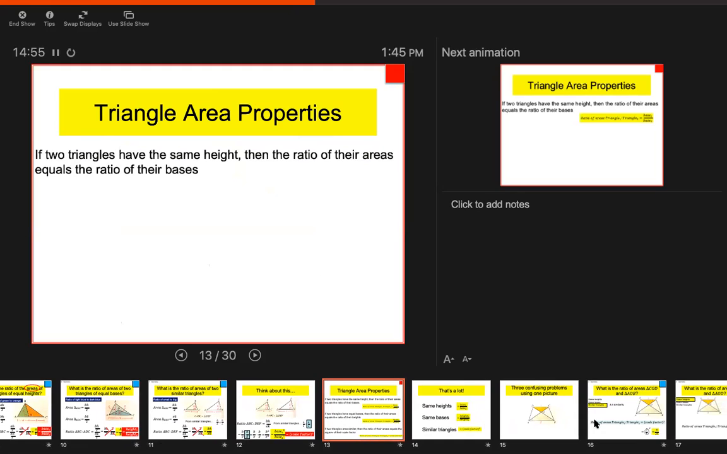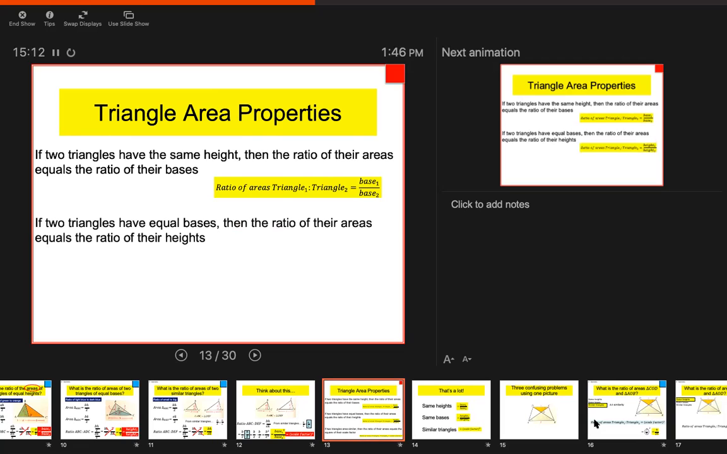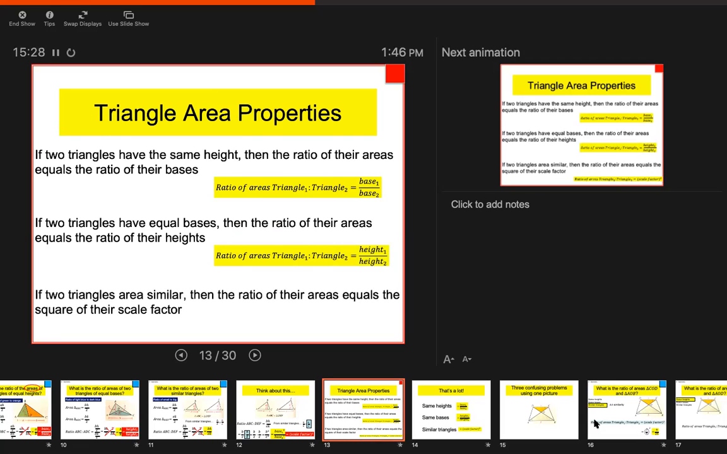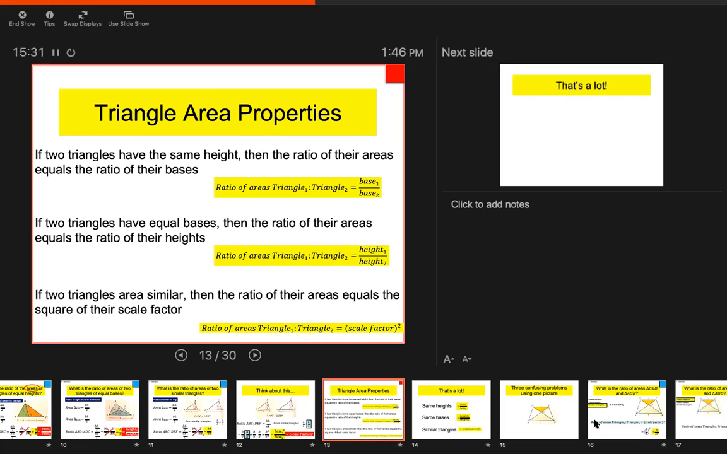If two triangles have the same height, then their areas will be the ratio of the bases written as a fraction. The second one we found out is if they have the same bases, then the ratio of their areas is the same as the heights written as a ratio. And the last thing we just found out is that if you have two similar triangles, the ratio of their areas is the scale factor squared.